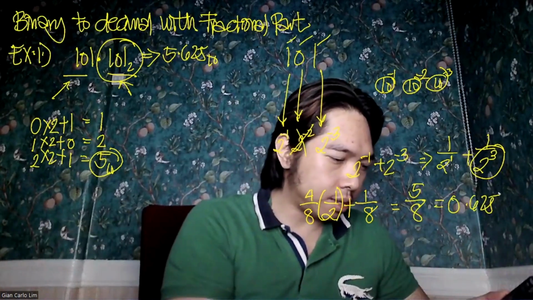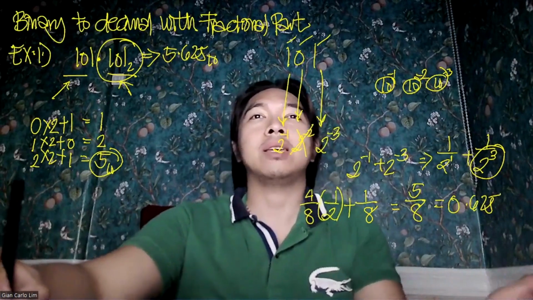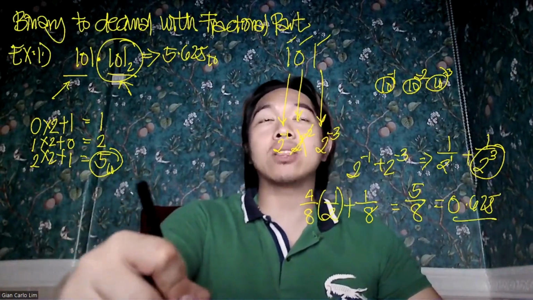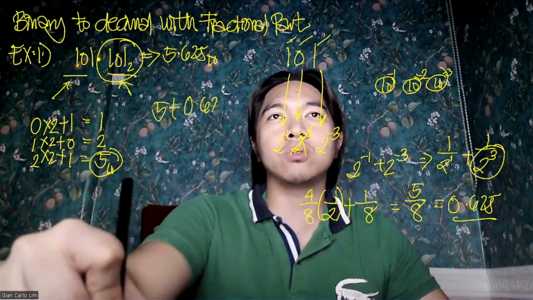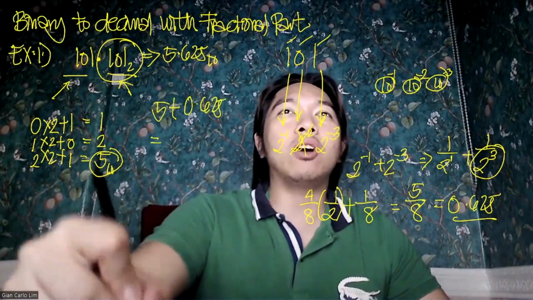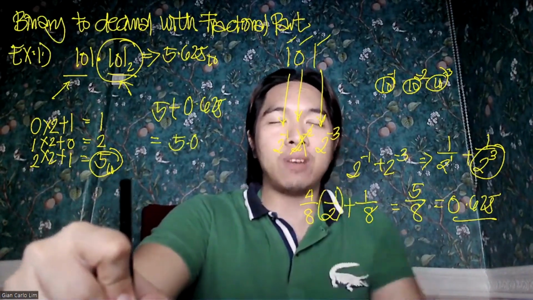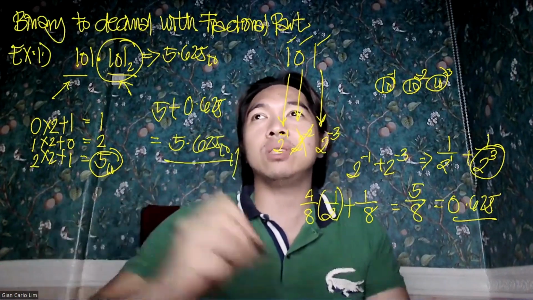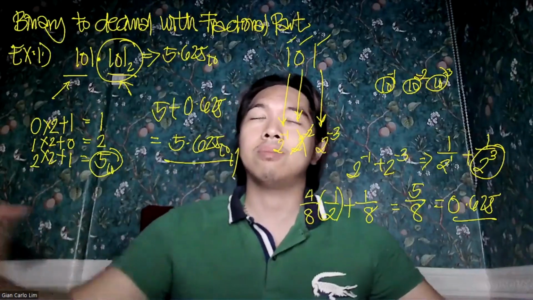5 over 8 is 0.625. Now we will append the 5, or just simply add the 5. So that would be 5 plus 0.625. And that would be the conversion in decimal, which is equal to 5.625 base 10. And that is now the answer. So ganun lang natin kabilis na kuha yung sagot.